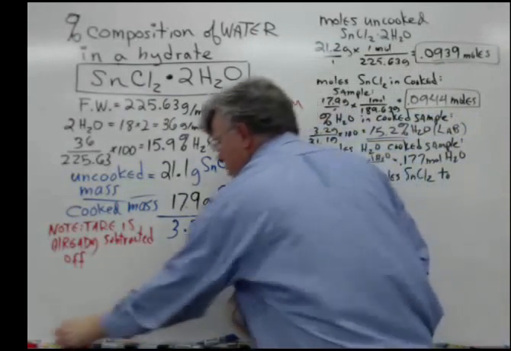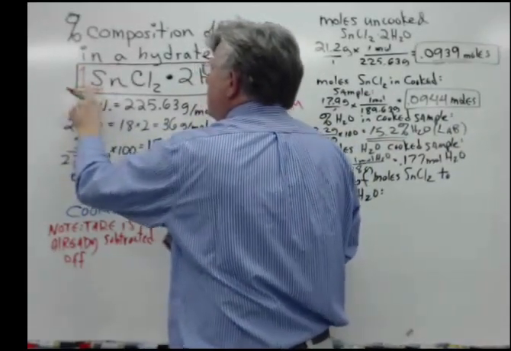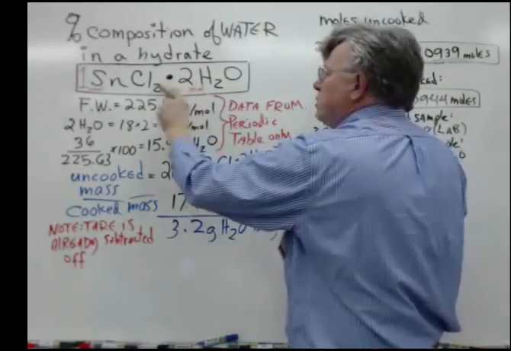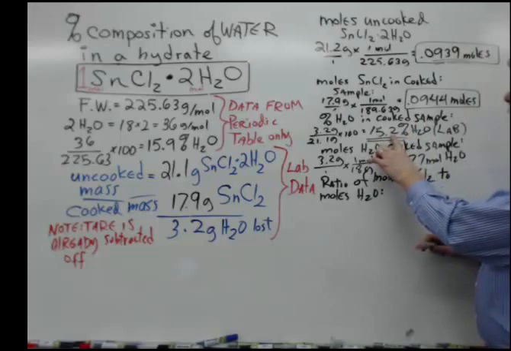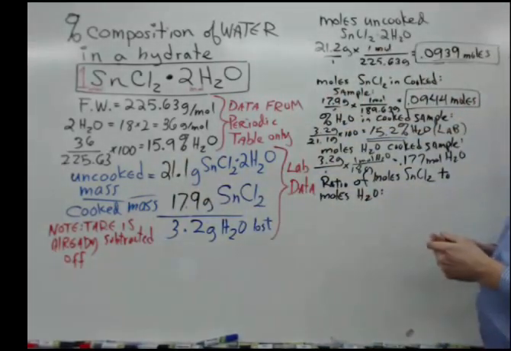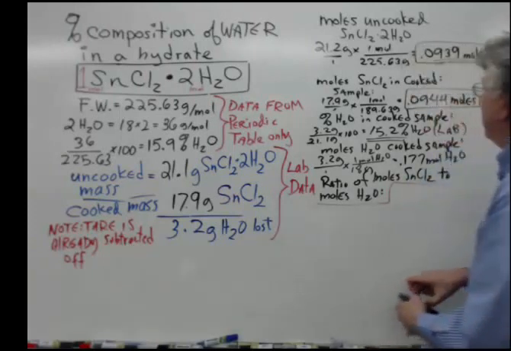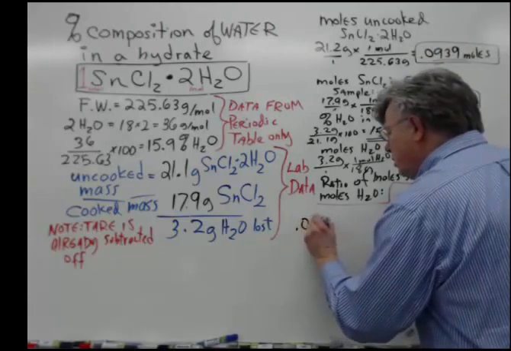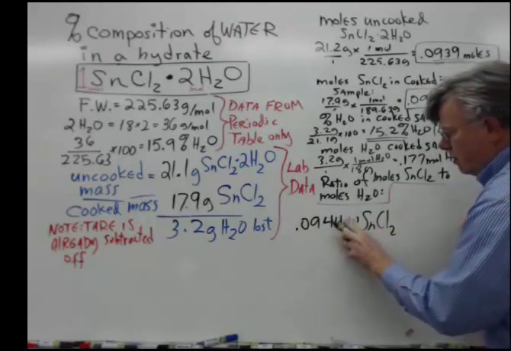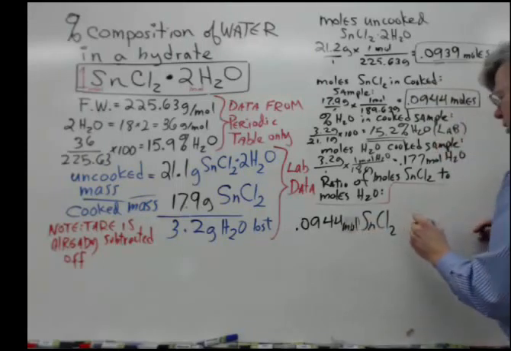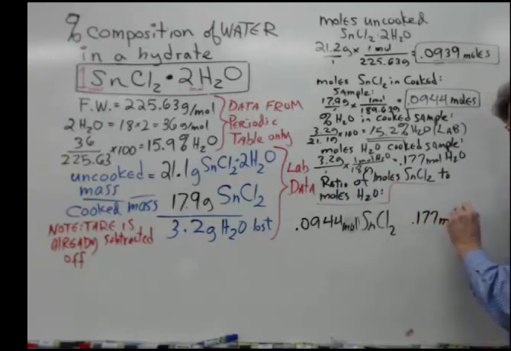So if you notice here, you have a ratio of 1, and we're going to say mole of this material to 2 moles of this material. That's the ideal amount in the formula. However, in the lab, it's not going to be exactly that because we ended up having a little bit less water cooked off than the theoretical amount. So how much did we discover in the lab? What ratio of water to tin(II) chloride? Now, to get that, we take the moles of tin(II) chloride in our sample right here, 0.0944 moles of tin(II) chloride. And we're going to compare that with the number of moles of water we calculated, which is this amount right here, 0.177 moles of water.